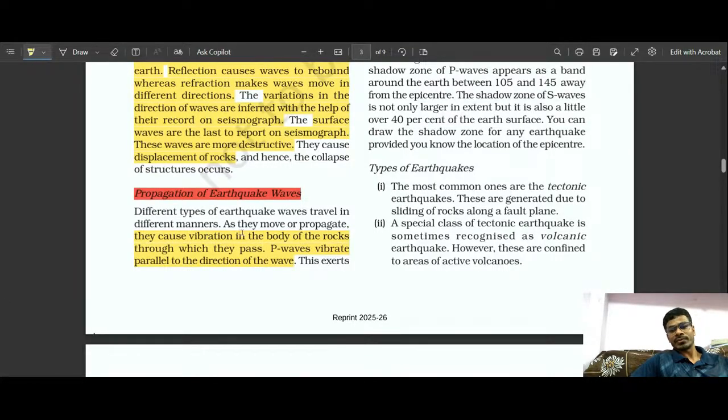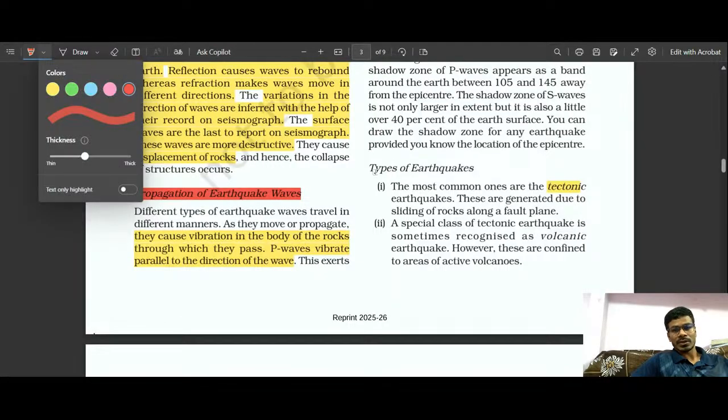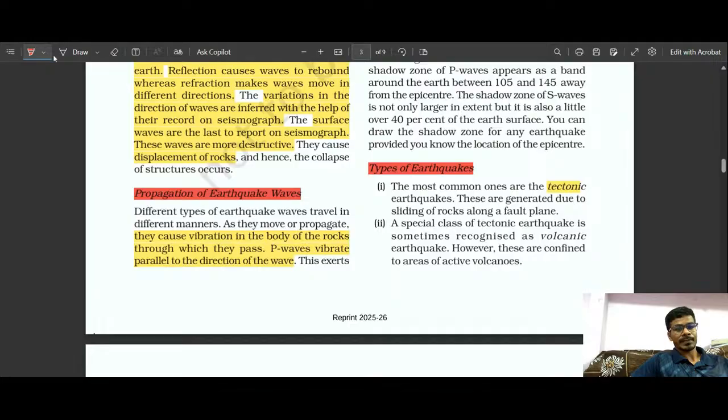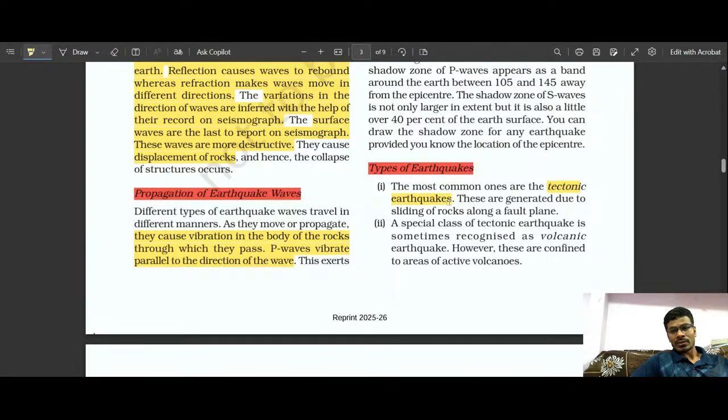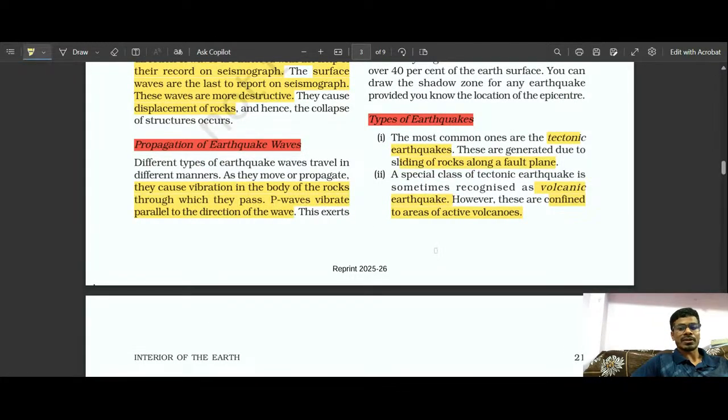Now we have been given types of earthquake. The most common ones are the tectonic. So how many types of earthquake? Tectonic earthquakes are generated due to sliding of the rocks along the fault line, the fault plane. Another one, a special class of tectonic earthquake, is sometimes recognized as volcanic earthquake, and is confined to volcanic activity or active volcanic areas.